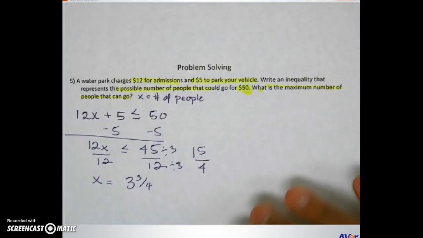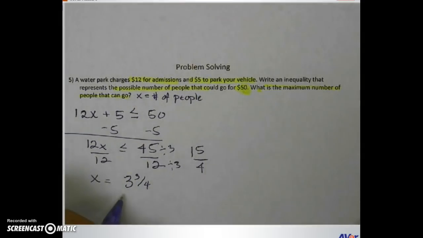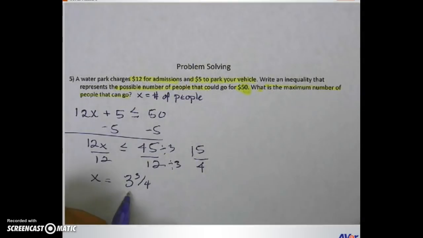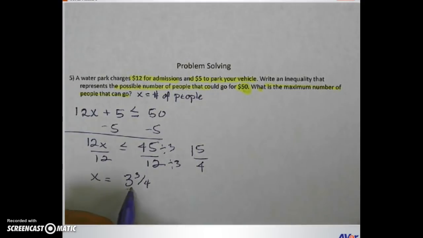Well, they're not going to charge me by 3/4 of a person, and no matter how short your short friend is, they're still going to charge for a whole person. So let's round to the nearest whole person. Can 3 people go or can 4 people go with 3 3/4? Well, if you said 4, that's that one person that's going to be stuck in the car waiting while everybody else has fun.